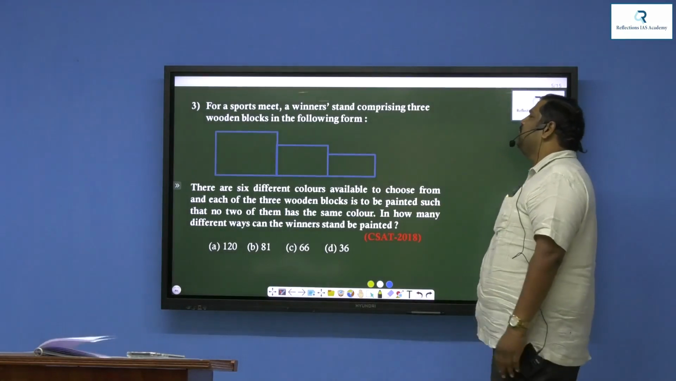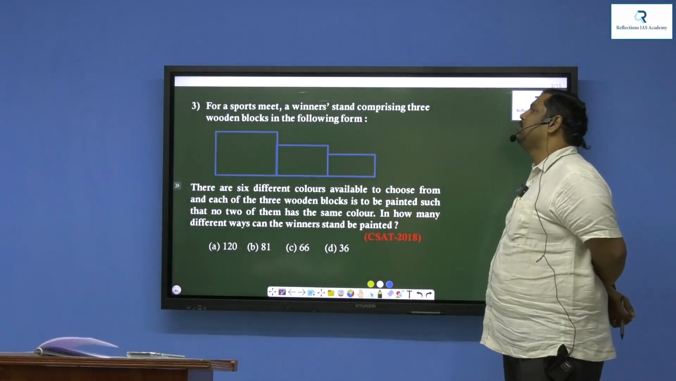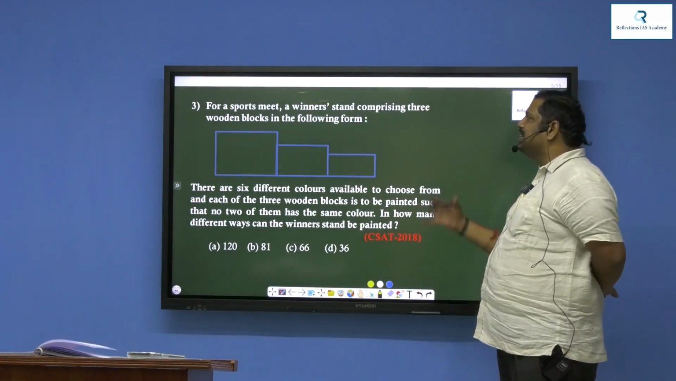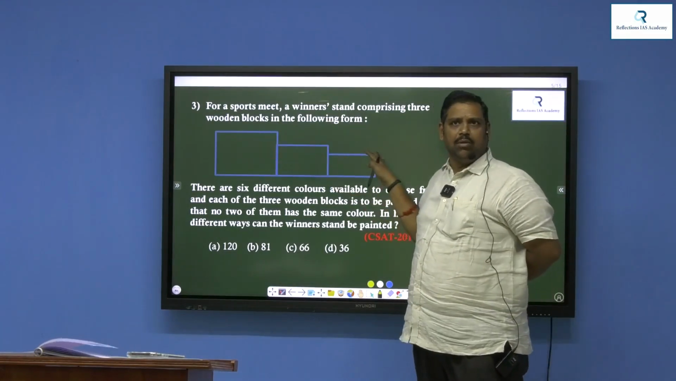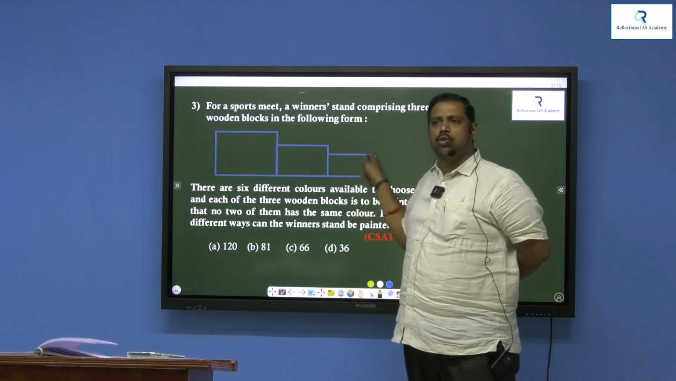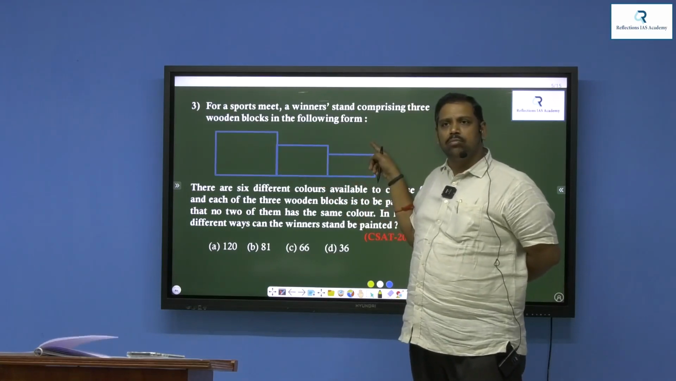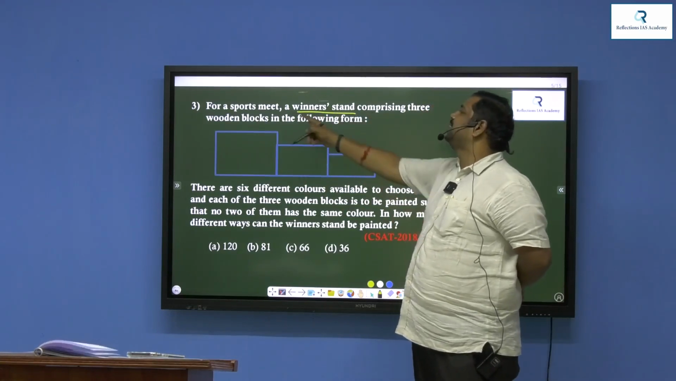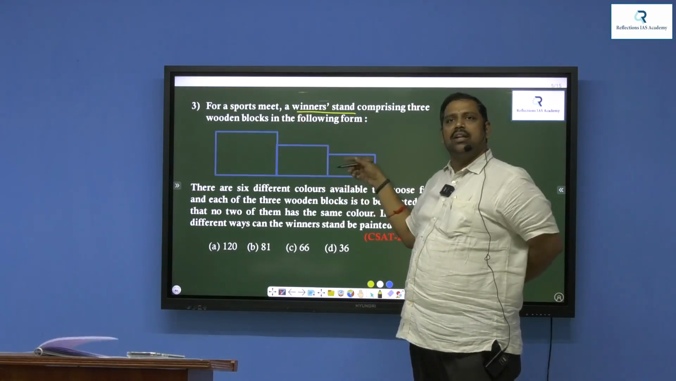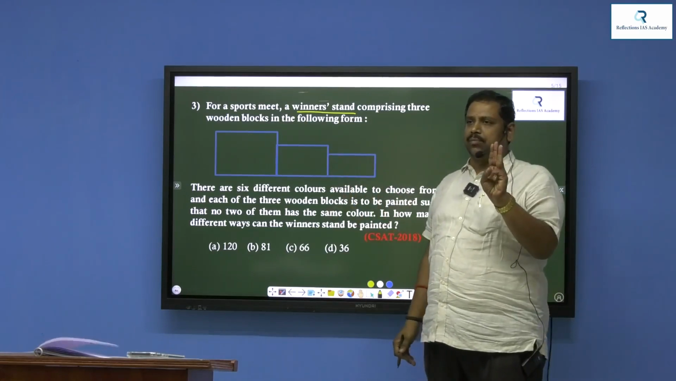For a sports meet, a winner stand comprising 3 wooden blocks in the following form. Winner's stand means this is the stand. This entire is the stand. Not this one, not this one, not this one. The total is the stand. Yes or no? For a sports meet, a winner's stand comprising 3 wooden blocks. Winner's stand has 3 wooden blocks.